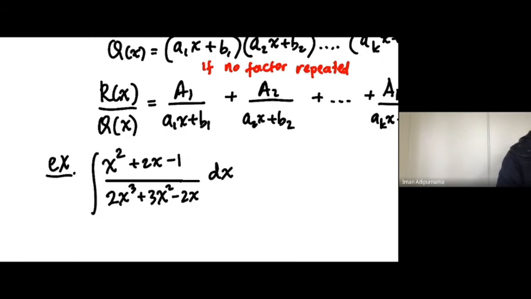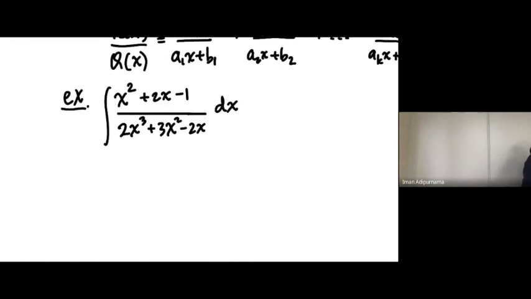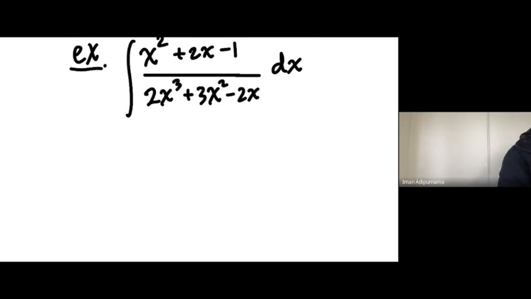Okay, so the example: integrate x squared plus 2x minus 1 over 2x cubed plus 3x squared minus 2x. First, if you can see the bottom, if this can be factorized, then we can factor first. And I show you that this is factorable.